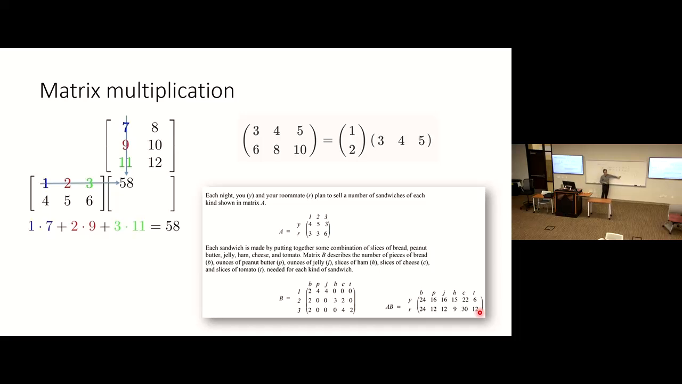So the first matrix means that if you and your roommate only want to make type 1 sandwich, that's what you want to buy. Assume you don't change this number here. You want to make 4 and your roommate wants to make 3. So the first layer will be that. And the second layer will be you want to make 5 and your roommate wants to make 3 type 2 sandwiches, that's the amount of stuff you want to buy.